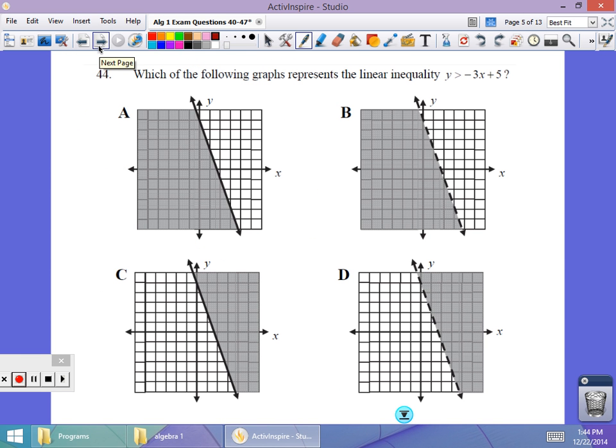44. Which of the following graphs represents the linear inequality? Y is greater than negative 3x plus 5. Five is my y-intercept. Negative 3 is my slope. But before I do anything else, I want to look at this inequality sign. It says it's just greater than. It's not equal to. Since it's not equal to, I'm going to automatically cross out answers A and C because those are solid lines. This means I need a dashed line.